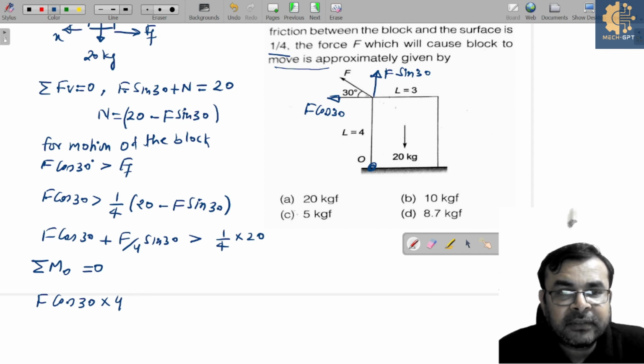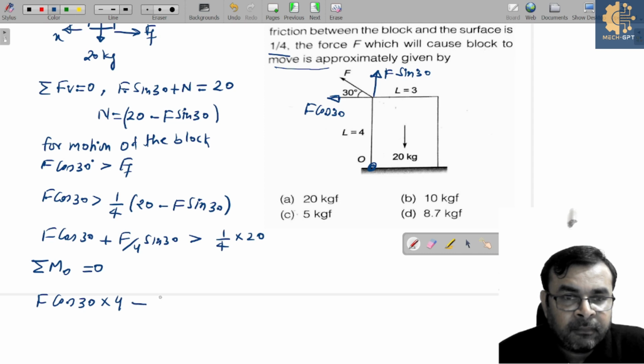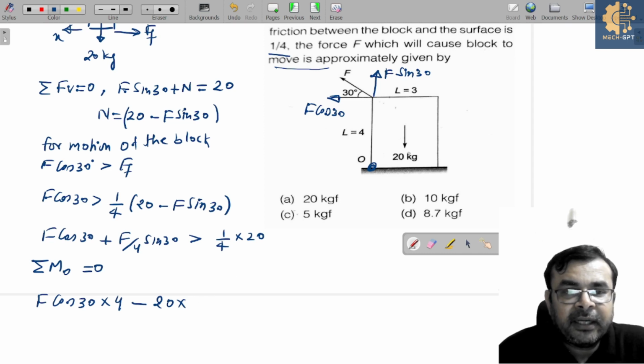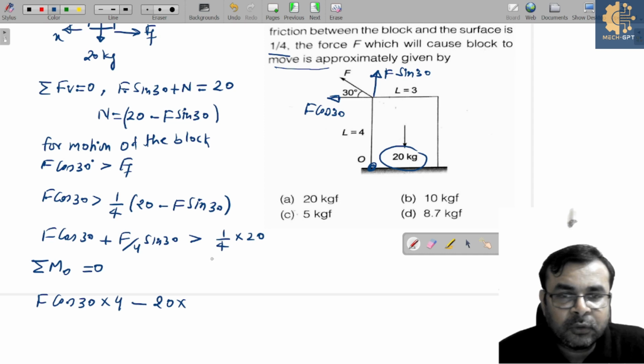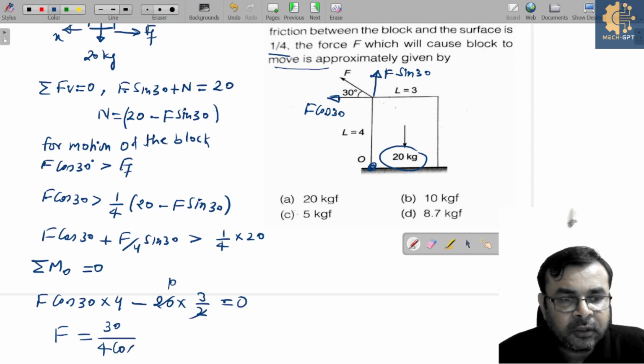And obviously this F sin 30 passes through this origin O, so no need to write, minus 20 into this length is 3. So can I assume this force is acting at the center, so this is 3 by 2, this is equal to 0. So after solving this, here we can get F is equal to 30 over 4 cos 30.